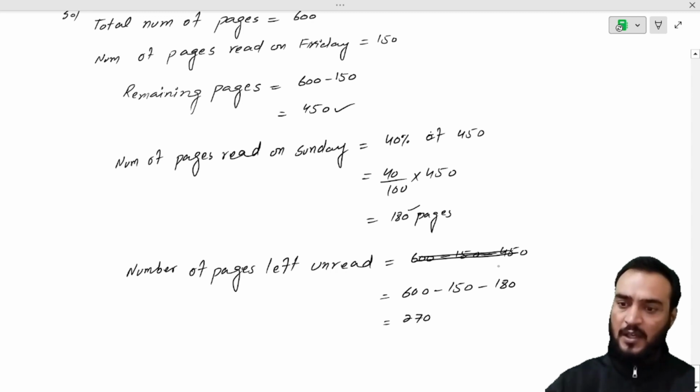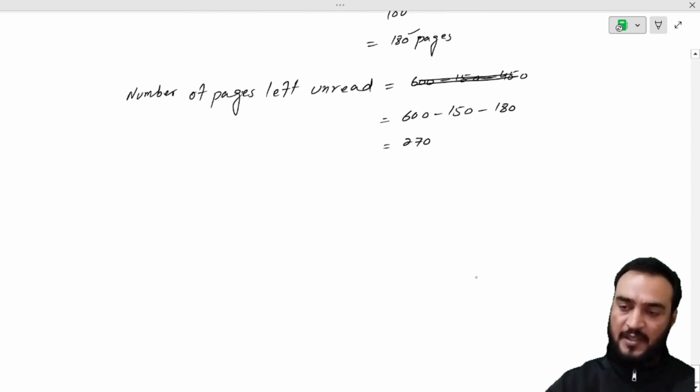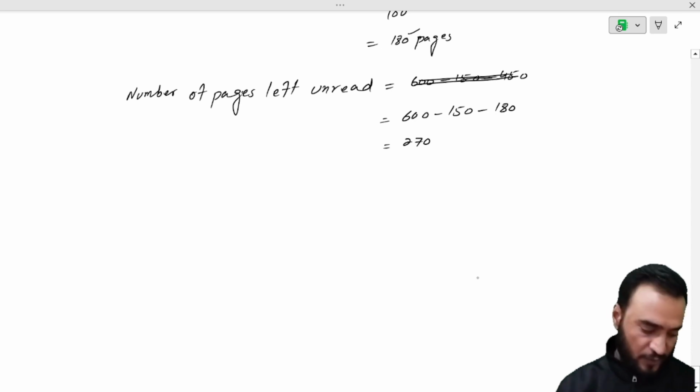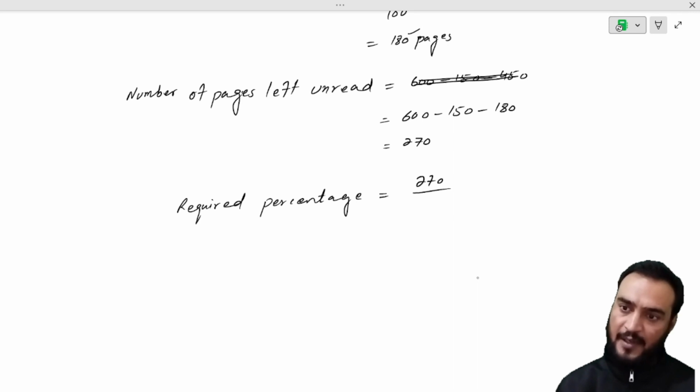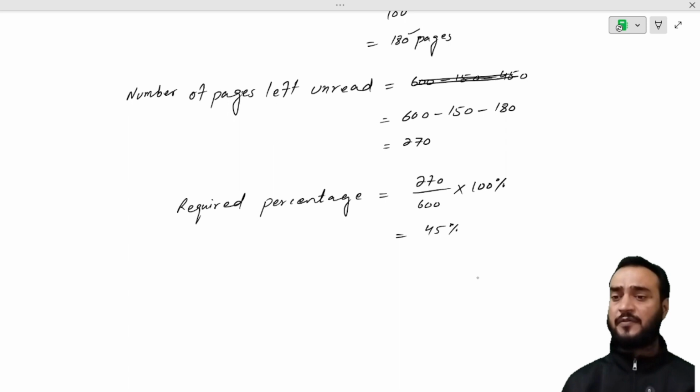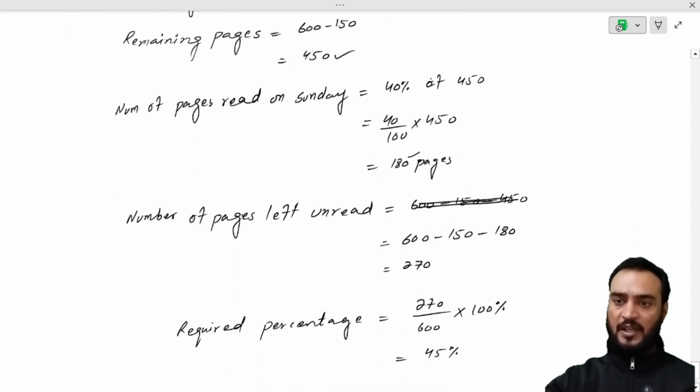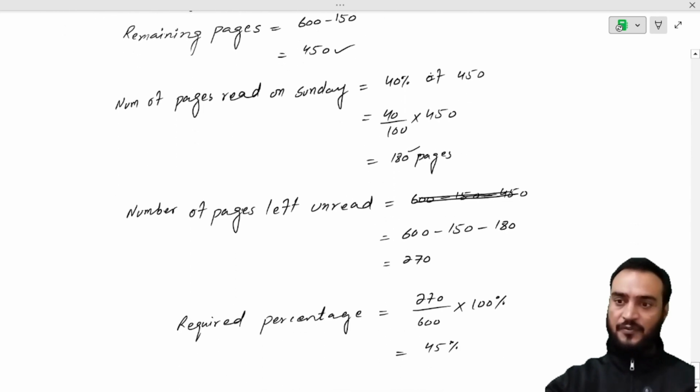270 pages are left. Now we have to find the percentage of remaining unread pages as a percentage of the total number of pages. So the required percentage is equal to 270 divided by 600 multiplied by 100%. After simplifying that, we get 45% as the answer. It means that 45% of the pages are left which she has to read now. So this was question number 14, and with question number 14, exercise 8A is finished.